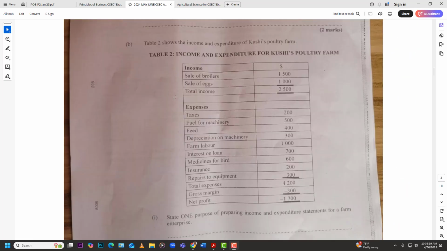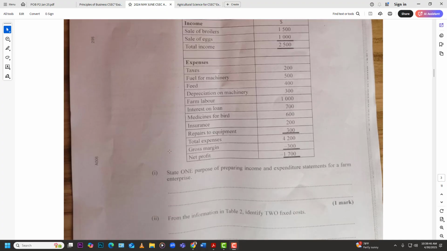Alright, table 2 shows income and expenditure for Cushy's poultry farm. So you have the whole list right there. So let's see what the questions are asking. State one purpose of preparing an income and expenditure statement for a farm enterprise. Now, one of the main reasons for preparing an income and expenditure statement is so that you know whether your farm is making a profit or a loss. That's the main thing you want it for, to make sure that your farm is making a profit or a loss. To know if I'm making money or if I'm losing money.